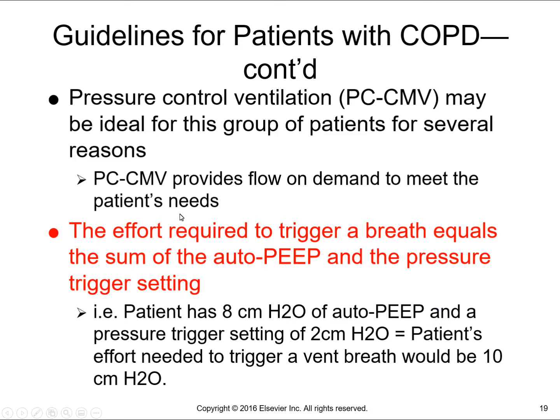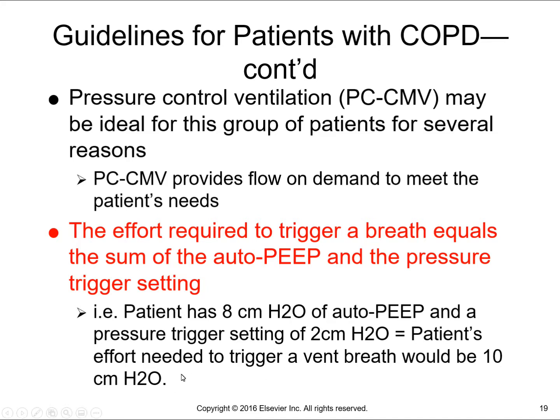Okay, so with our COPDers on pressure control, pressure control provides flow on demand to meet the patient's needs. Again, we're adjusting pressure to get their volumes up. The effort required to trigger a breath equals the sum of the auto PEEP and the pressure trigger setting. Okay, so this is what we're talking about in terms of increasing the PEEP. All right, so if I have a patient with 8 centimeters of water pressure of auto PEEP and a pressure trigger setting of 2, the patient would need to trigger a vent breath of 10 centimeters of water pressure.